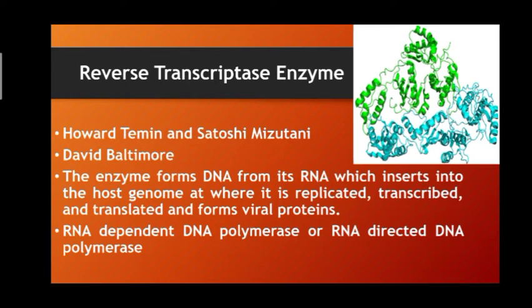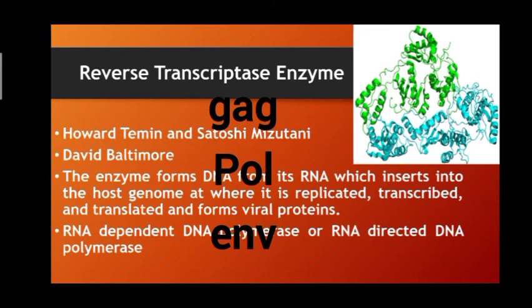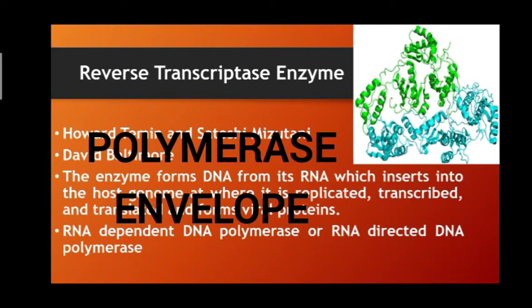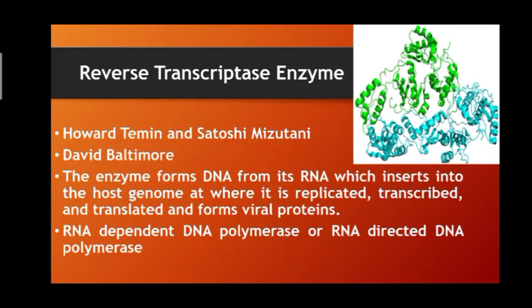The enzyme is a type of RNA-dependent DNA polymerase or RNA-directed DNA polymerase. The retrovirus has only 3 genes: gag genes, pol genes and env genes that form polymerase, envelope and other proteins of the retrovirus. Thus the entire mechanism is known as reverse transcription.